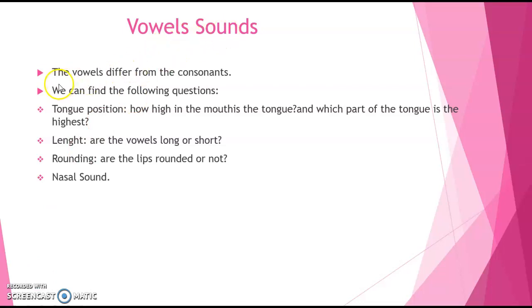Vowel sounds. The vowels differ from the consonants. We can find the following questions. Tongue position: how high in the mouth is the tongue, and which part of the tongue is the highest? Length: are the vowels long or short? Rounding: are the lips rounded or not? Nasal sound.